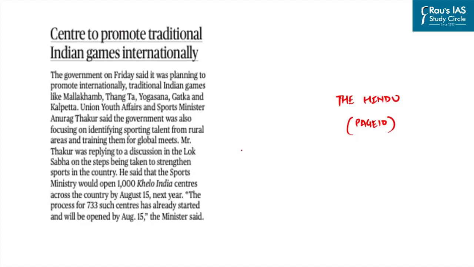Now moving to the last article of the day that has featured in The Hindu, it basically talks about the Khelo India scheme or the Khelo India Games, as the government on Friday said that it was planning to promote internationally the traditional Indian games like Mallakhamb, Thangta, Yogasana, Gatka, Kalaripayattu, etc.